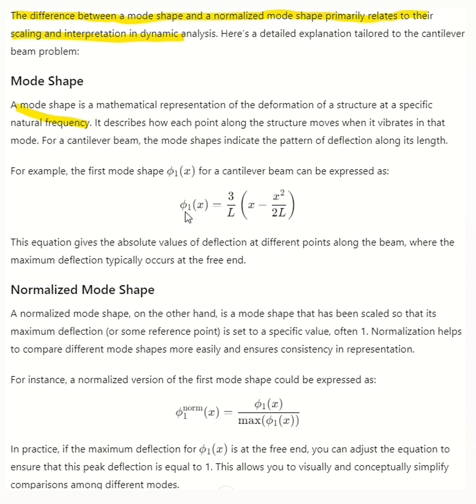For a specific natural frequency, we can see how the deformations will happen. It describes how each point along the structure moves when it vibrates in that mode. For a cantilever beam, the mode shape indicates the pattern of deflection along its length.